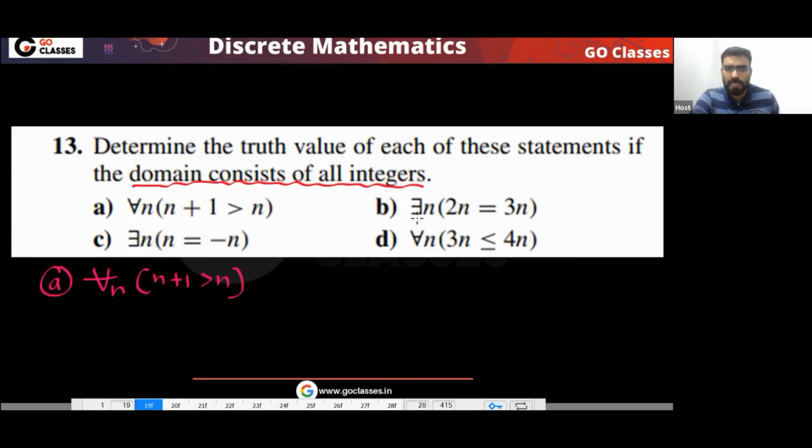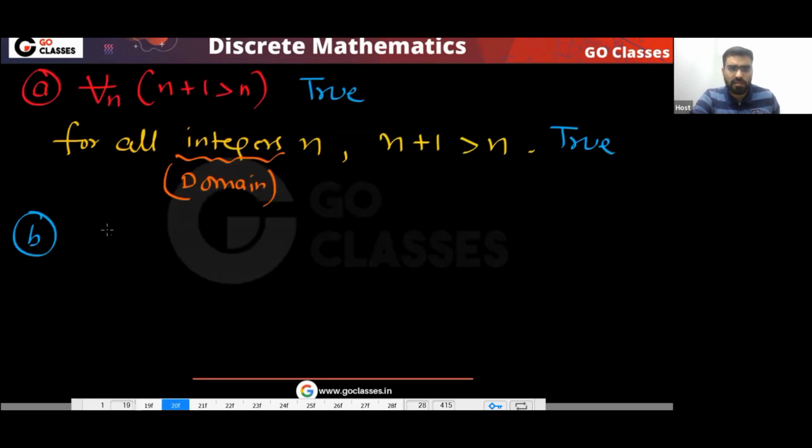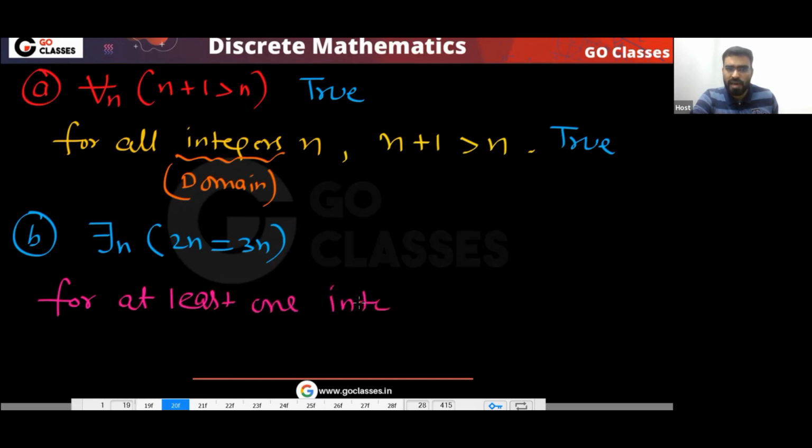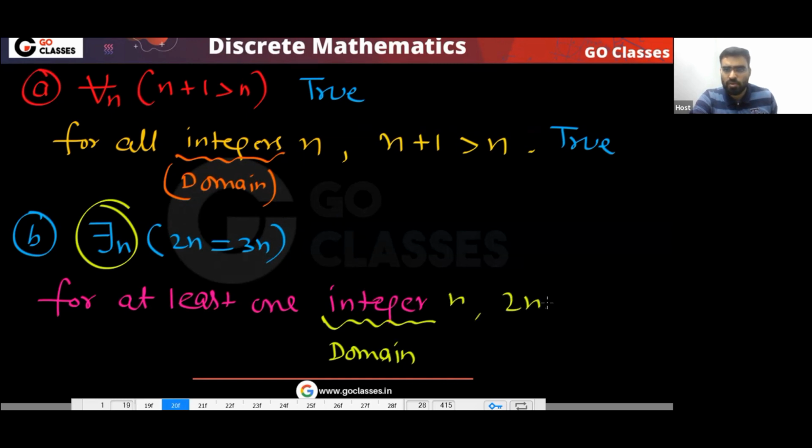What is the second statement? There exists n, 2n is equal to 3n. What does this mean? This means there is some n in the set of integers. Remember, the domain is the set of integers. So I can say for at least one integer. I am writing integer here because the domain is the set of integers. So there is some integer n such that 2n is equal to 3n.